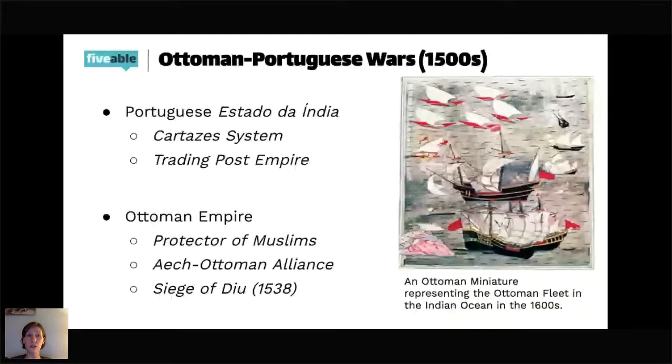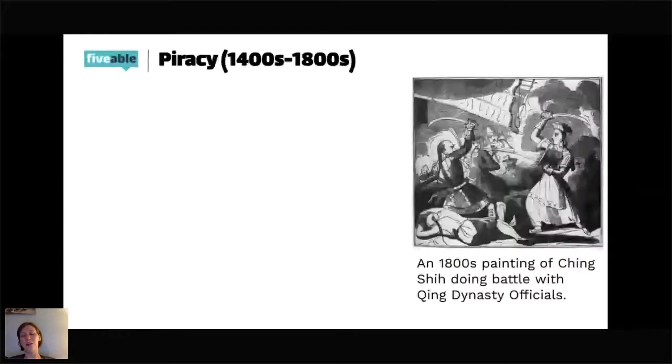I also mentioned the pirates. Because everybody loves thinking about pirates, and this is probably an example that's going to stick in a lot of people's heads. Piracy from the 1400s to 1800s is not new, right? I think it's important to acknowledge that piracy predates the 1400s, but we often think of piracy in this era of the 1400s to 1800s because there was so much of it going on.